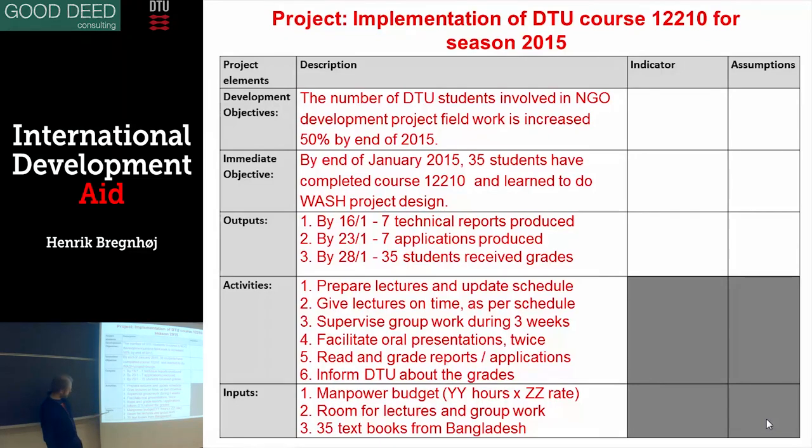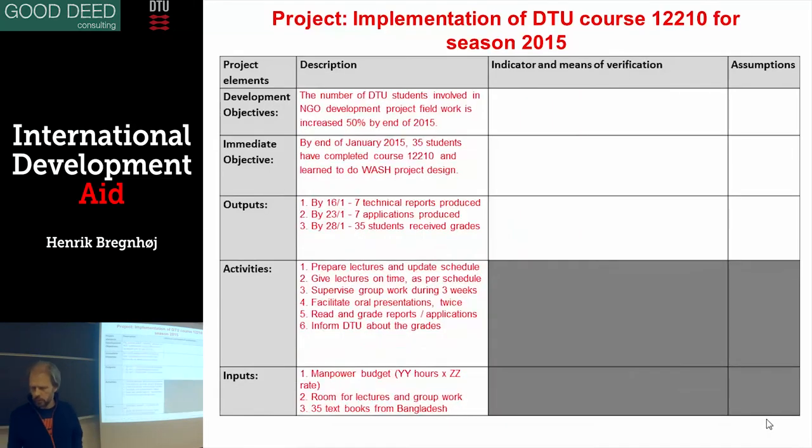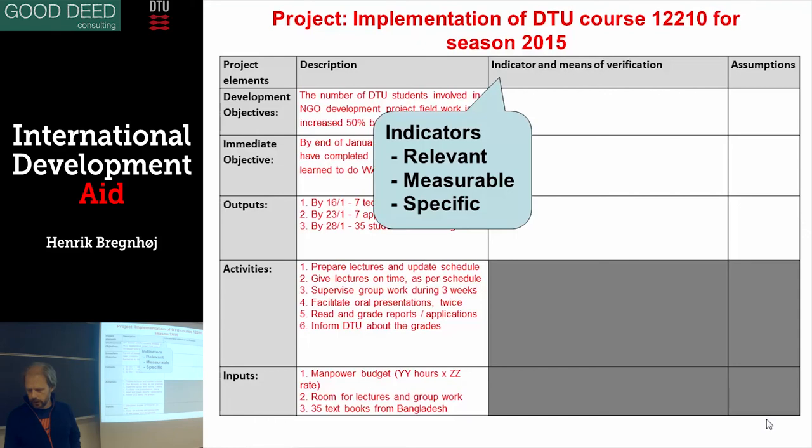And in order to do this, we need some inputs. For example, some hours, some money. DTU has to pay me some money to be here and teach you. We need some rooms for the lectures. We need some textbooks from Bangladesh that we ordered. So here we have very shortly described what are the inputs and activities. I'll come back to the logic a little bit later.